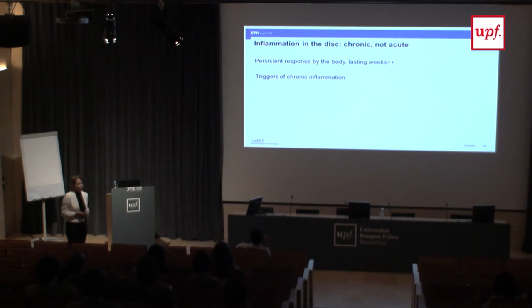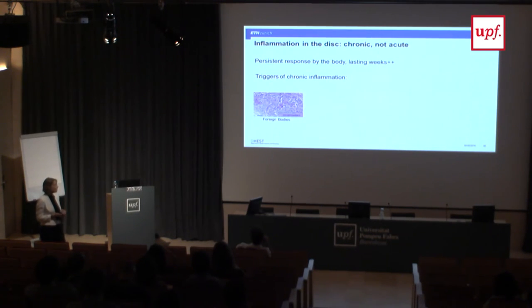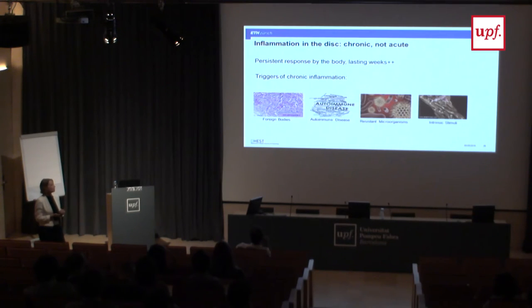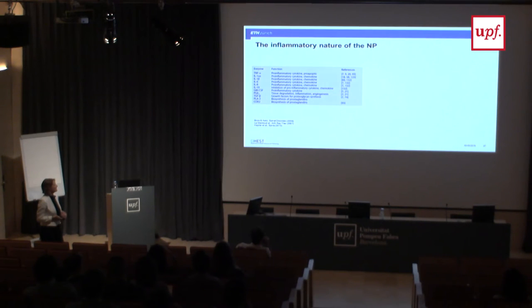And when you have chronic inflammation, you can also have resident cells, so the cells of the tissue itself, being involved. And importantly, it can be triggered by different things. It doesn't need to be, for example, infection. It can also be foreign bodies or autoimmune diseases. Microorganisms, of course, as well. But then there is a very important aspect in the disc, which is called intrinsic stimuli. So something that is in the tissue itself will actually cause the resident cells to make an inflammation happen. And we're going to have a look at what that actually is.